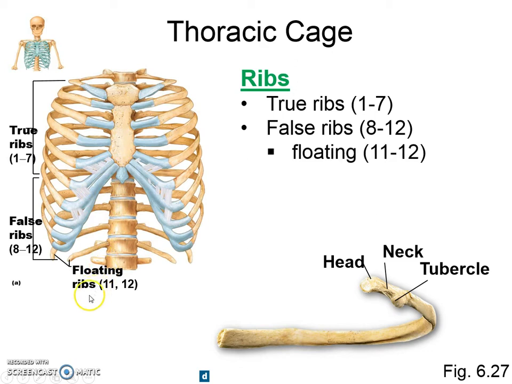And in fact, if you look at the 11th and 12th pairs, they don't even connect to the sternum at all via hyaline cartilage. So we call them floating ribs because they just end here and are not connected to anything else.